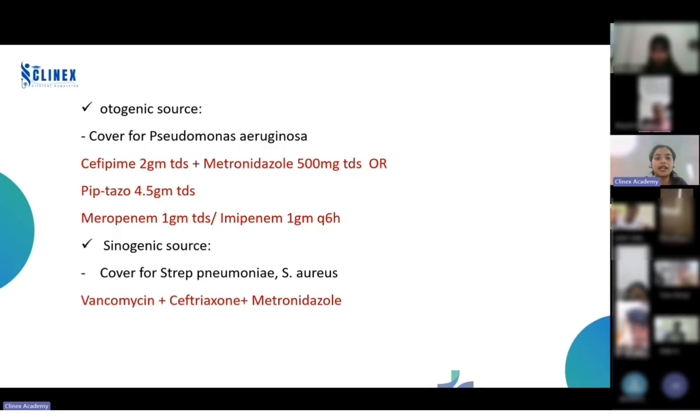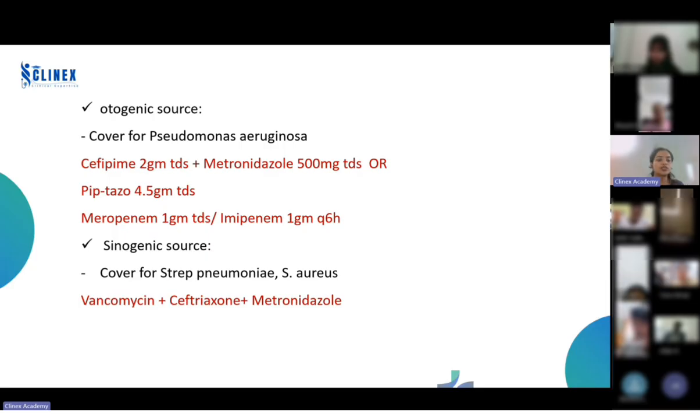What is the advantage of piperacillin tazobactam? It covers both Pseudomonas and anaerobes. Along with that, it will also cover several gram-negative organisms. Next is meropenem. Again, it has a broader coverage. It will cover your Pseudomonas, anaerobic organisms, and it has wide gram-negative coverage.